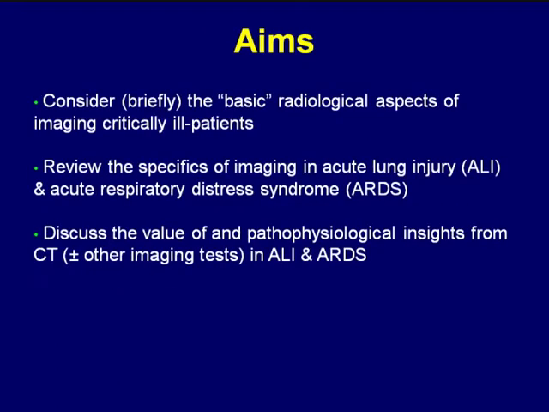So I have three major aims. I'll be considering briefly some of the basic radiological aspects of imaging of critically ill patients. We'll review some of the specific features of imaging in patients who do have lung injury and acute respiratory distress syndrome. And then, as I've already hinted, we will discuss some of the values of and the pathological insights that we've gained from CT and perhaps some other tests in lung injury and in ARDS.